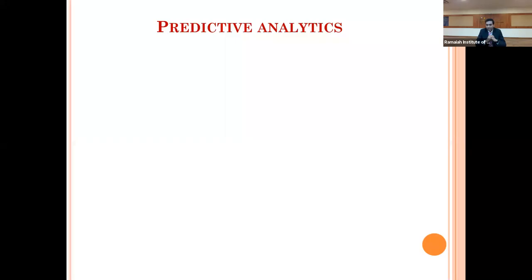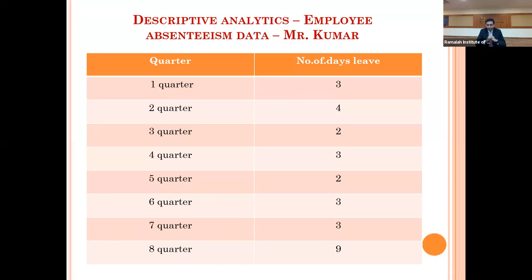Next, we will move to predictive analytics. What about predictive analytics? Having the previous data, the eighth quarter, you just see the number, it is a 9. So here we are going to predict that it is abnormal. Mr. Kumar's behavior has changed. Something is happening to Mr. Kumar, I don't know what the problem is. So here you have to take the initiative to call Mr. Kumar and discuss with him. Which means you are predicting that something is abnormal.